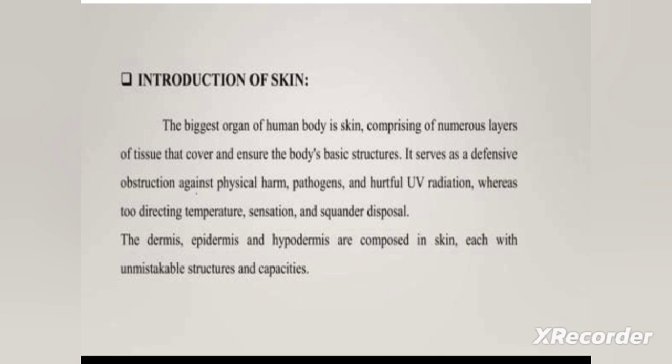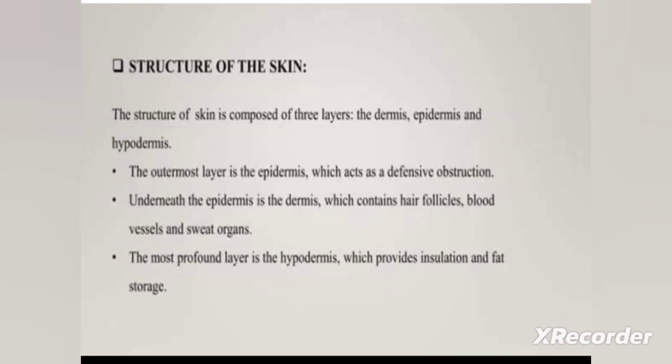Today we will discuss the structure and function of skin. So, start with introduction. The biggest organ of the human body is skin, comprising numerous layers of tissue that cover and ensure the body's basic structures. It serves as a defensive obstruction against physical harm, pathogens, and harmful UV radiations, whereas directing temperature, sensation, and excretion. The dermis, epidermis, and hypodermis are composed in skin, each with unmistakable structures and capacities.